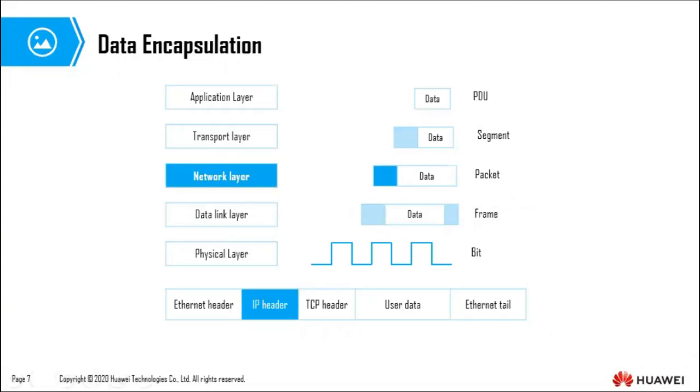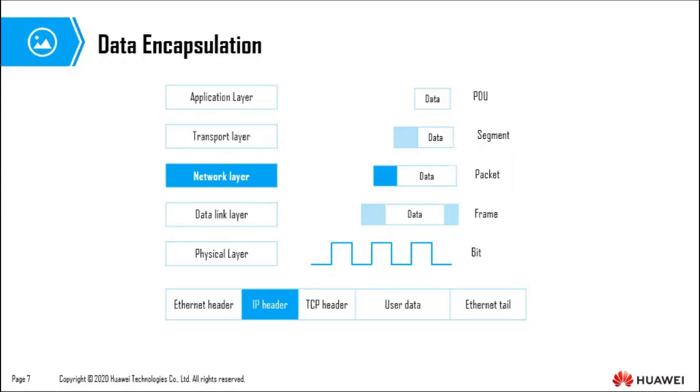So, data encapsulation. You remember we looked at this. What did we say data encapsulation is last time? Yes, the process of adding a header and a tail to a data packet. Exactly. Very good, team. The process of adding information either on the header or the tail as the data moves from the upper layers to the bottom layers. That is what we call data encapsulation.